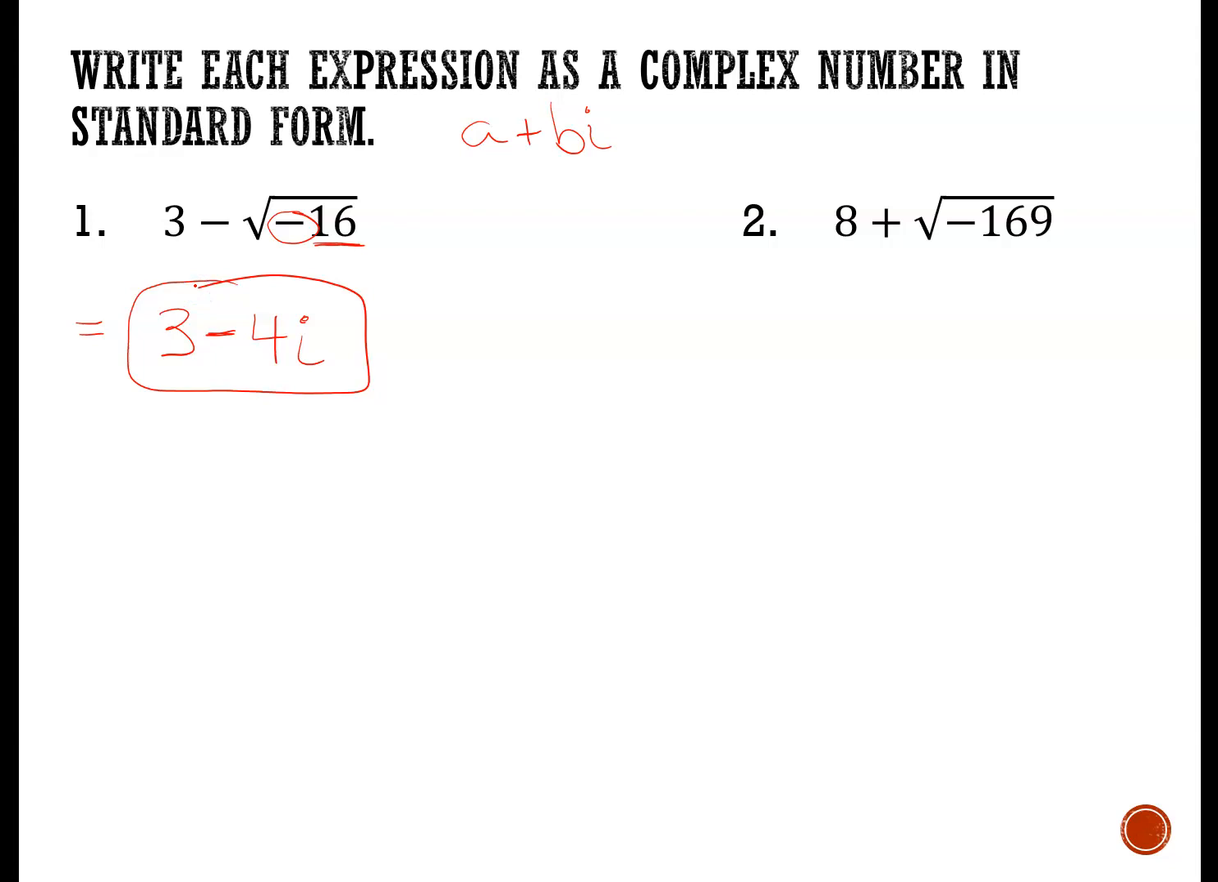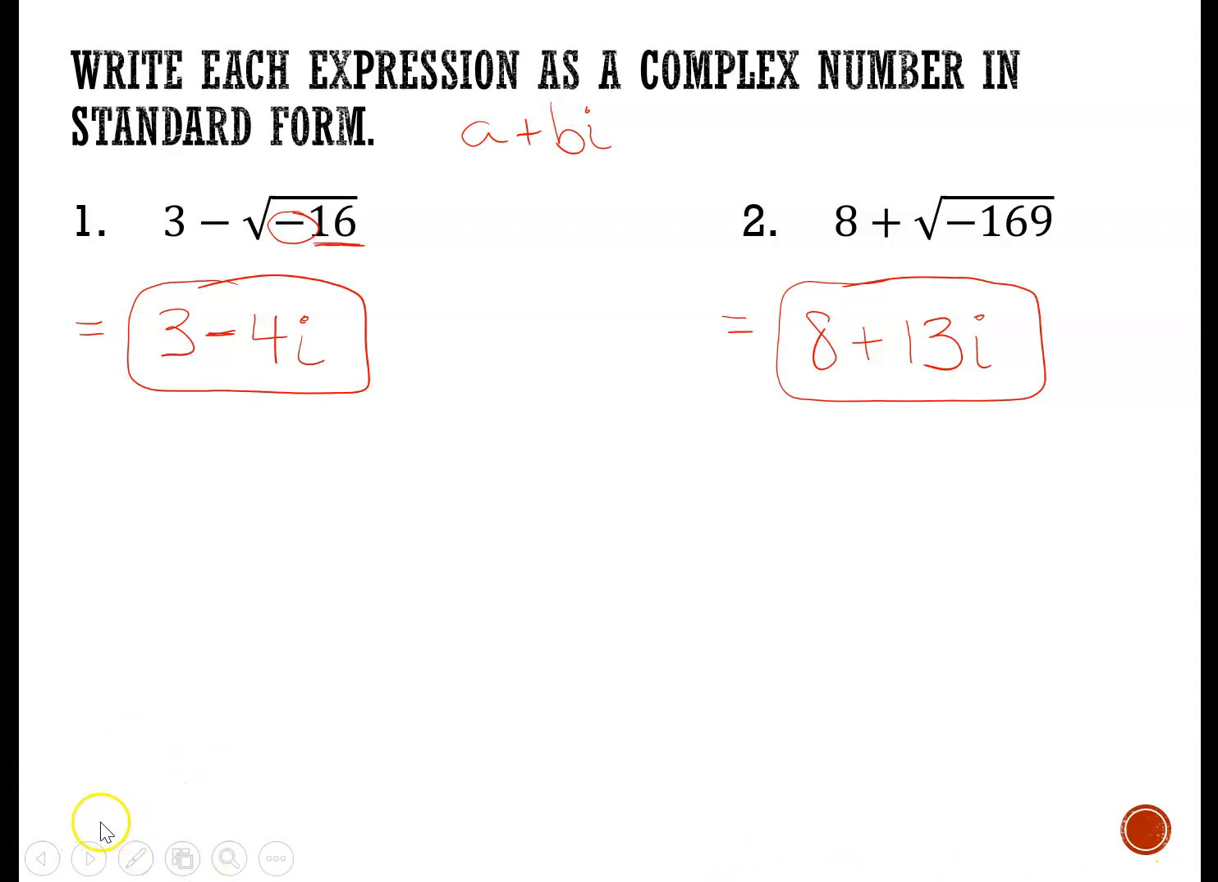Look at number 2. So again here, we're going to keep the 8. We just drop down that sign that's in front of the radical. The square root of 169 is 13, and the negative underneath becomes I. So our standard form is 8 plus 13I.